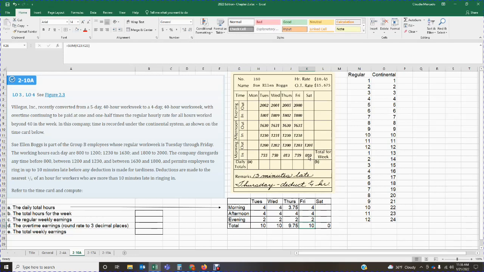On Saturday, the employee worked from 8 to 12 in the morning. So that would be 4 hours. They clocked out a minute late, that is not going to be paid because they should have clocked out at 12. So that would be just 4 hours. Okay. So these are the amount of hours worked each day.